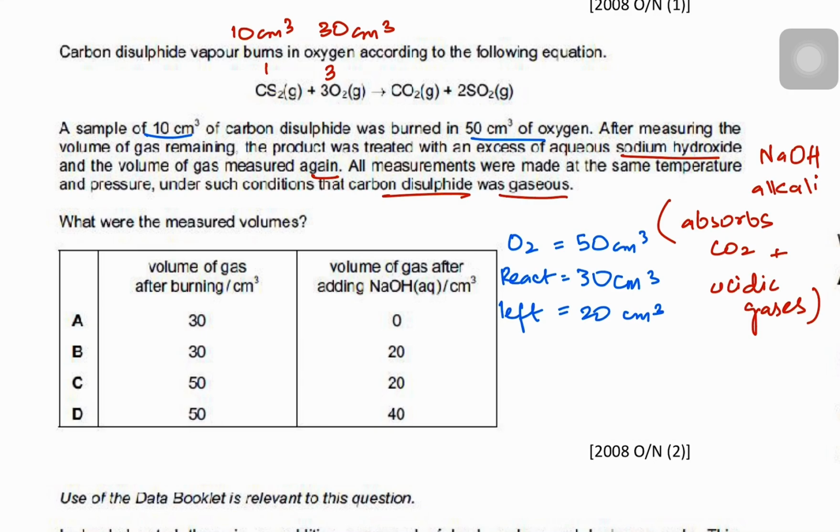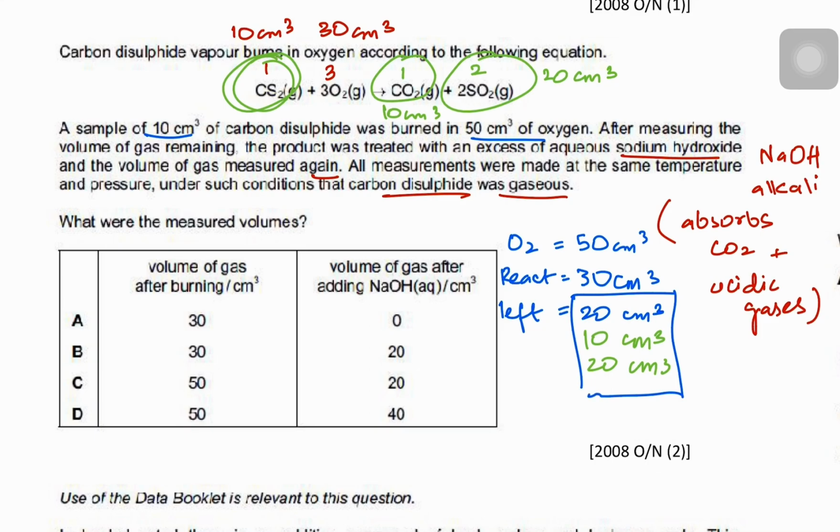Apart from that, you can also see 1 carbon disulfide makes 1 carbon dioxide. So you can get 10 centimeter cube carbon dioxide. So this is also a gas remaining in the product. And you can see 1 carbon disulfide makes double sulfur dioxide. So you will get 20 centimeter cube sulfur dioxide. How much total gas are you receiving? You're receiving 20 plus 10 plus 20, which is 50 centimeter cube gases.